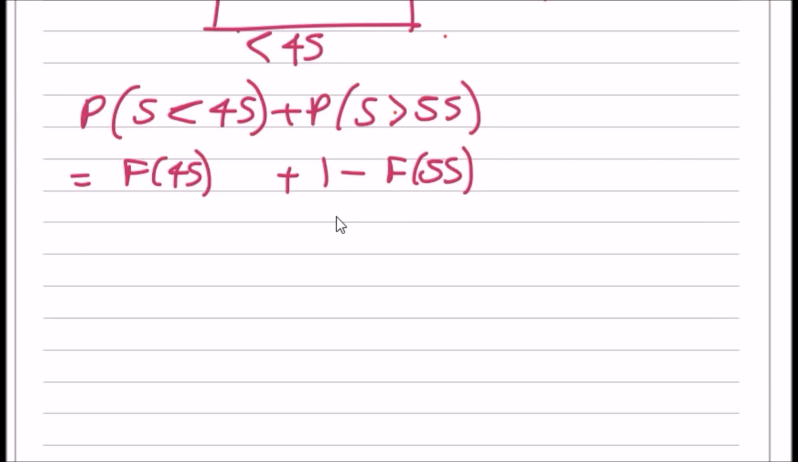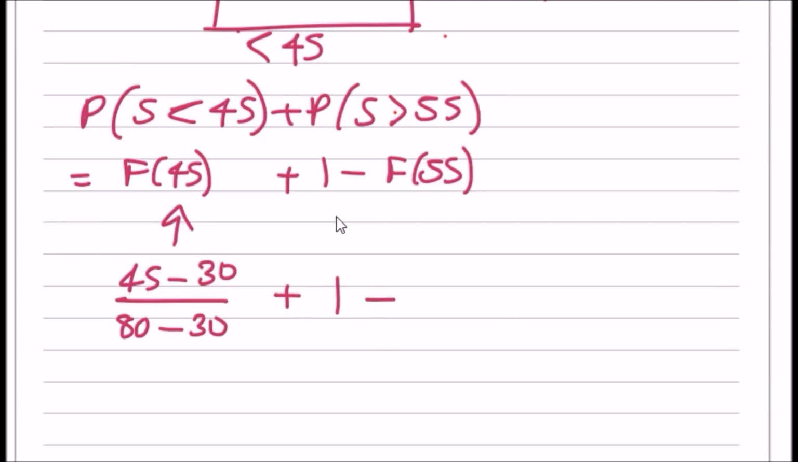Okay, so that's what we have here. This one is easy. This is just 45 minus alpha, which is 30, over beta minus alpha, and then 1 minus, and same thing here. So this would be 55 minus alpha over beta minus alpha. So I'll just make a note there. So that's how it works.